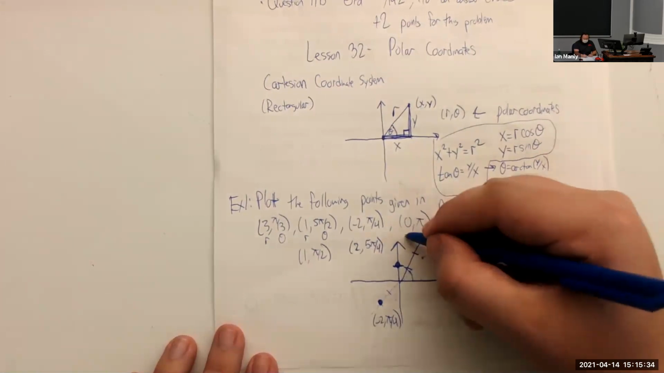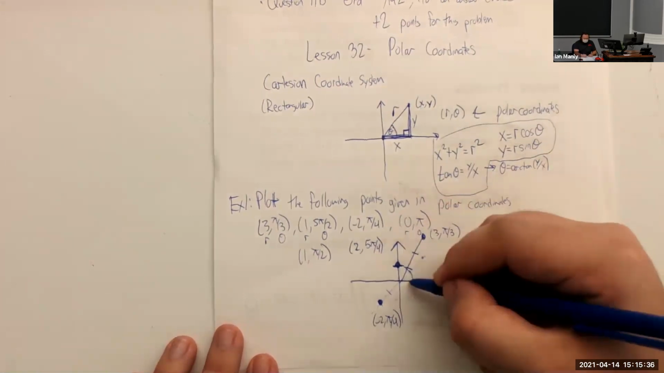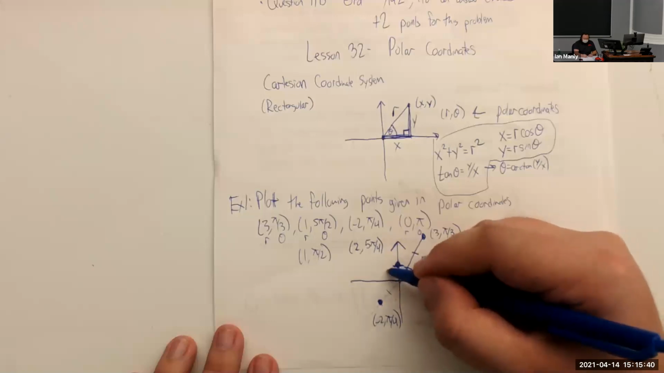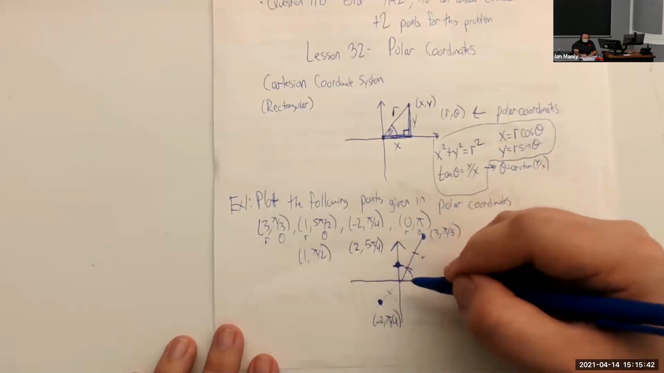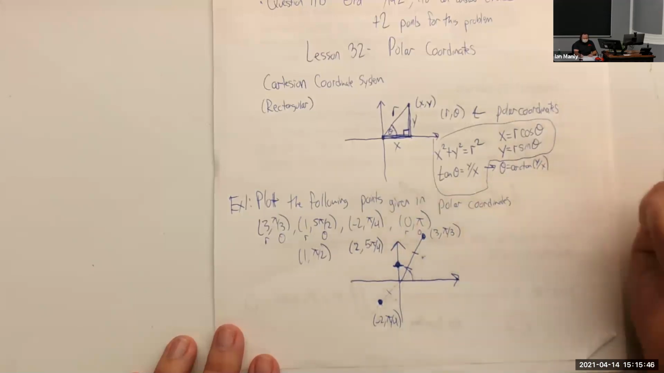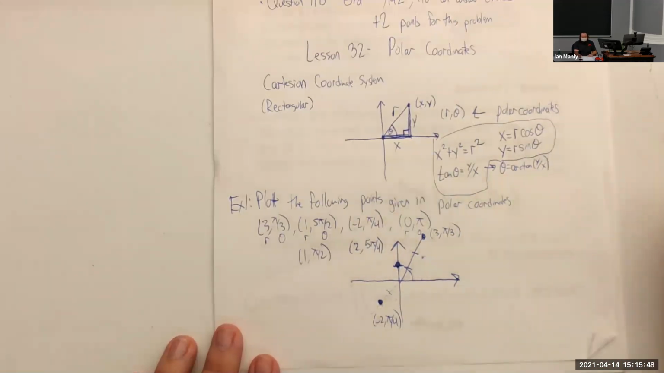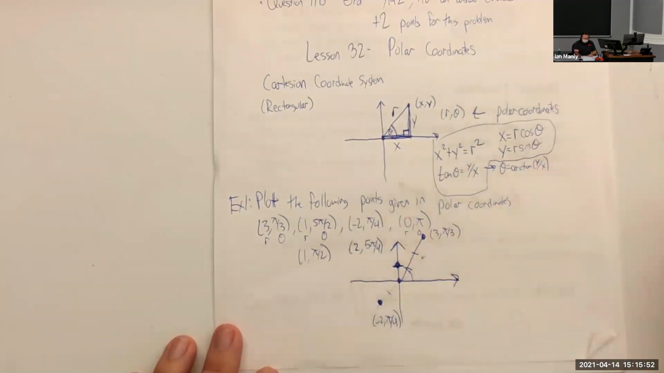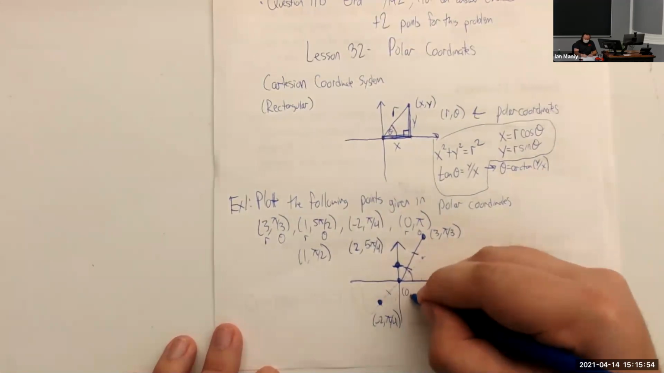Our final example here, 0 pi. So remember, this is r, this is theta. What we do is we start here, we rotate around pi radians, and then we go out 0 from the origin here. So where am I going to be if I go 0 away from the origin? Yeah, I'm not going to move at all. I'm just going to be at the origin here. So this is 0 pi.